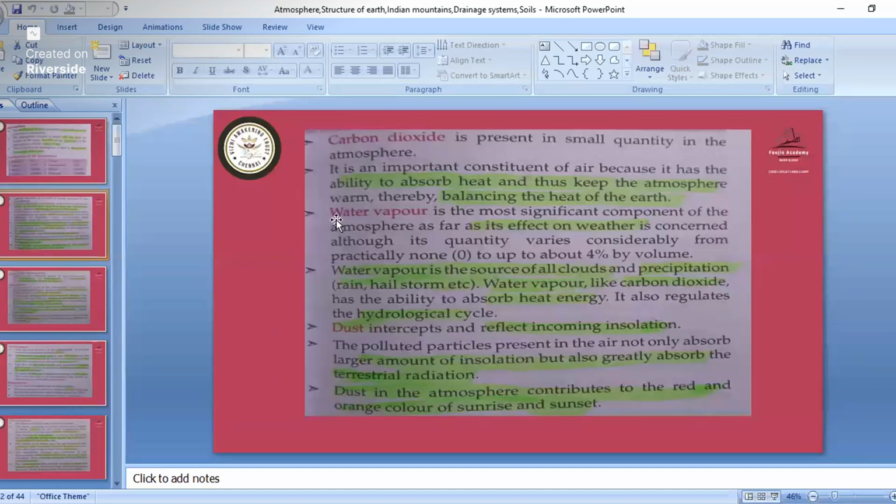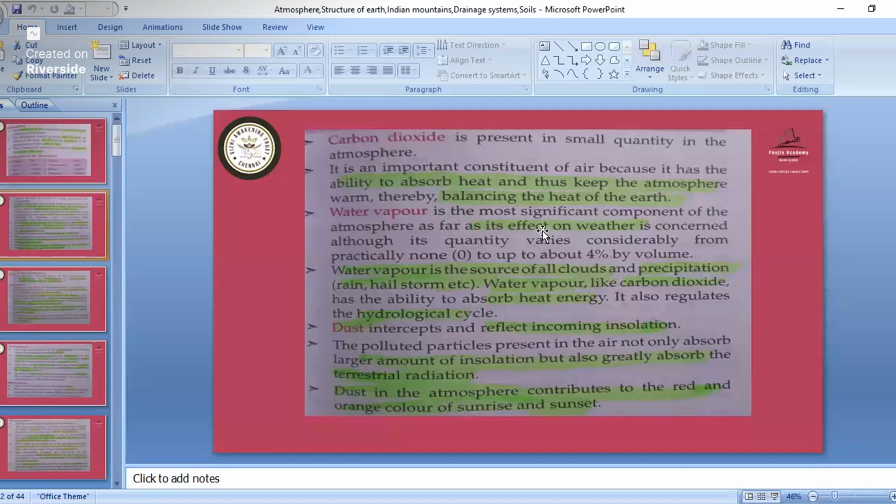Now we will study all those components of the atmosphere. First we will see carbon dioxide. Carbon dioxide is present in a small quantity, but it plays an important role in the atmosphere. It is an important constituent of air because it has the ability to absorb heat. Due to absorption of heat, it keeps the atmosphere balancing the heat of the Earth.